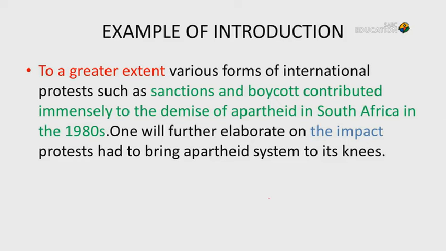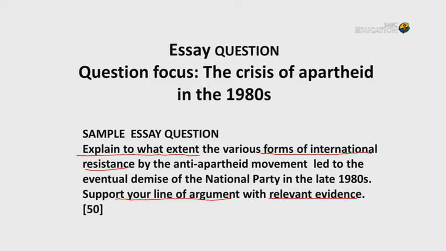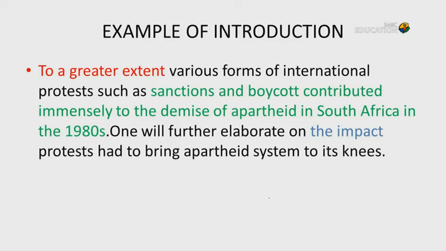Right. Now, if you have a question of this nature, remember the 3 steps that I talked about. If you have a question that says, to what extent did various forms of international resistance through the anti-apartheid movement lead to the fall of apartheid, you then remember the 3 steps. 1, to a greater extent. Look at how I respond to the question. To a greater extent, various forms of international protest, such as sanctions and boycotts, contributed immensely to the demise of apartheid in South Africa in the 1980s. I will further elaborate on the impact protest had to bring apartheid to its knees.